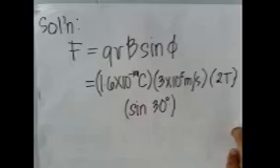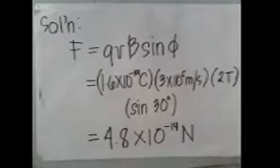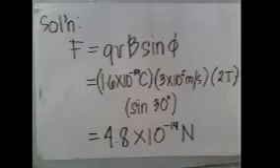We are given the charge of the proton, 1.6 times 10 to the negative 19 coulomb, times the velocity of the proton, which is 3.0 times 10 to the power of 5 meter per second, times the magnetic field, which is 2 Tesla, and phi, which is 30 degrees, so we have sine 30 degrees. Through calculation, we have 4.8 times 10 to the negative 14 Newton as the magnitude of the magnetic force. Now, what is the direction of the magnetic force?